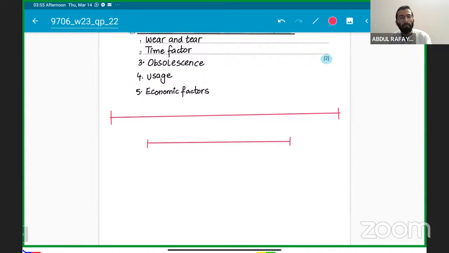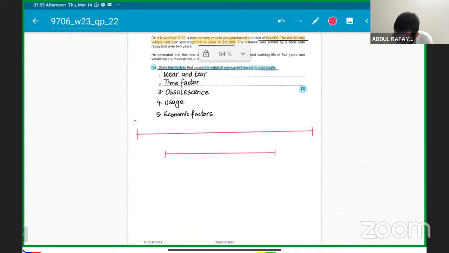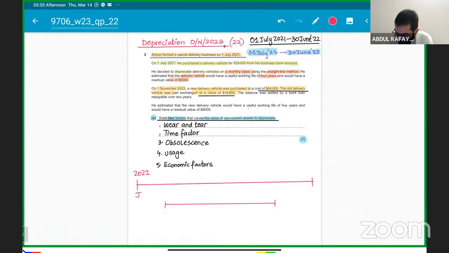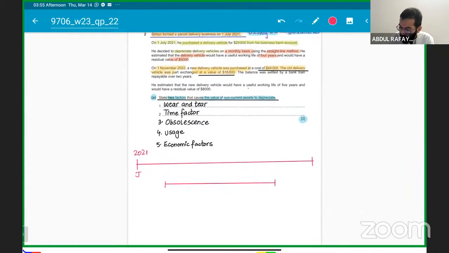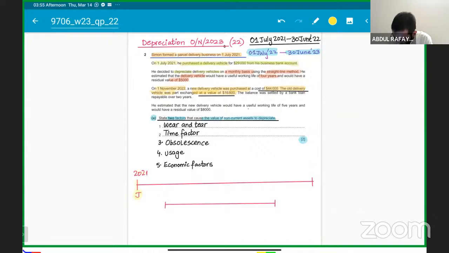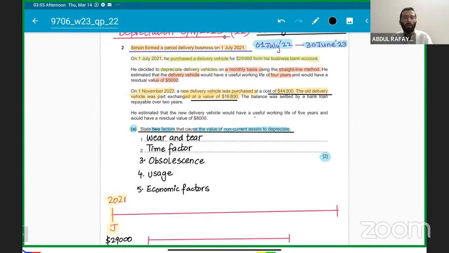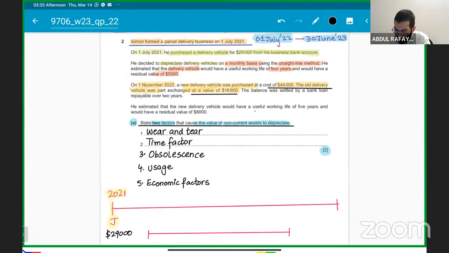Yes, sir. Okay. So our business starts from July 2021. The business starts in July 2021, and on the first of July we purchased a delivery vehicle. On 1st July 2021 you purchased a delivery vehicle worth $29,000. So delivery vehicle 1 on 1st July 2021 cost us $29,000, sir. Understanding?